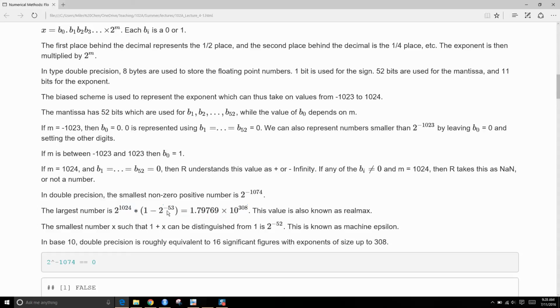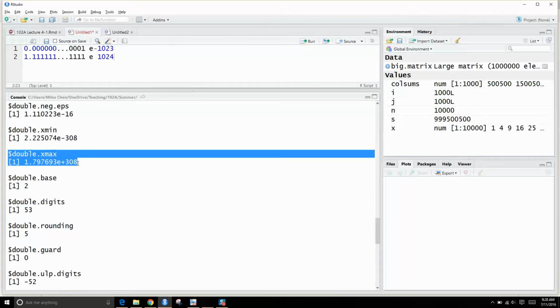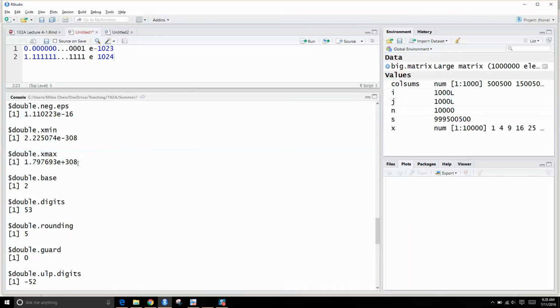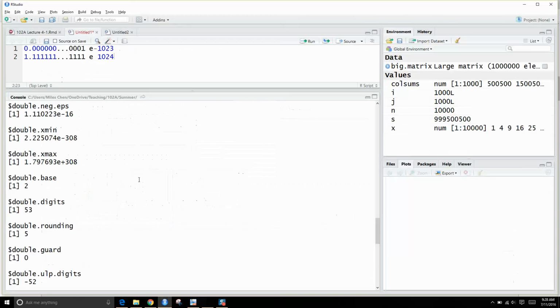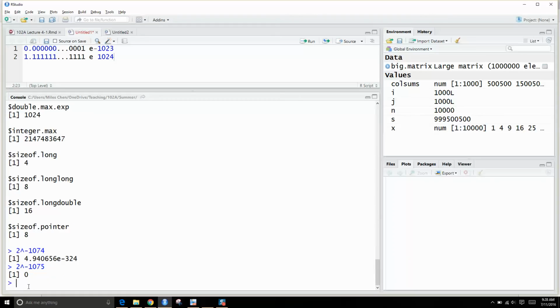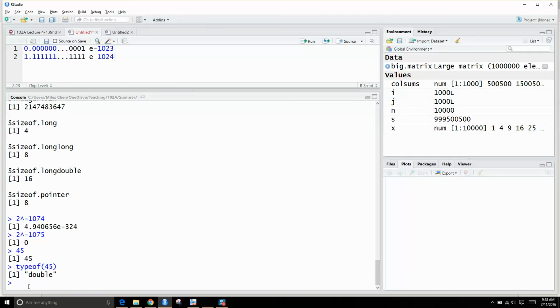This is the largest number that we can represent on our computers. Okay, in kind of this double precision. Okay, so remember, double is kind of the default value when we write in numbers. So if I say 45 and R says it's 45, and I ask, type of 45, it's double. So this is kind of the default way R handles numbers.